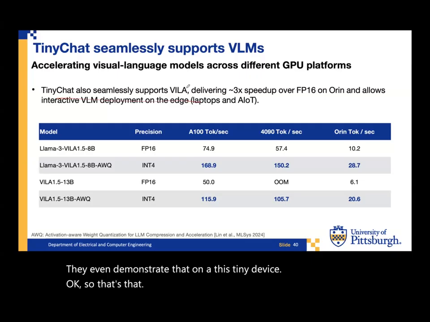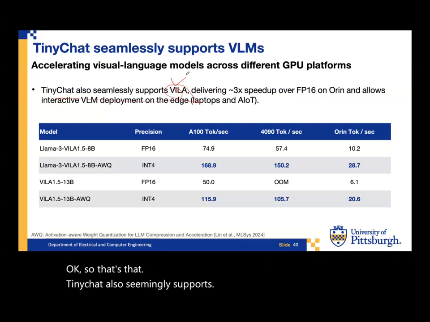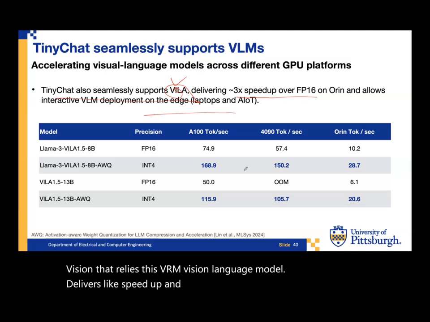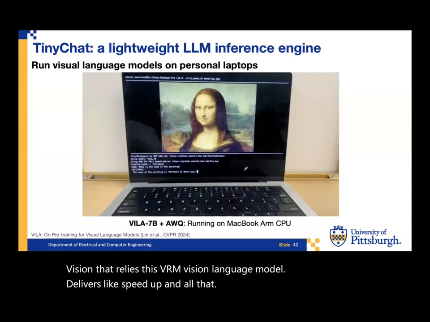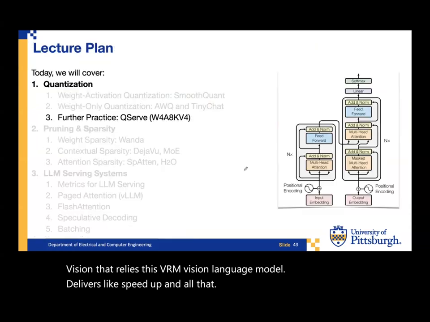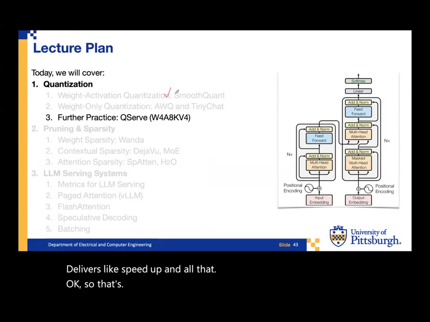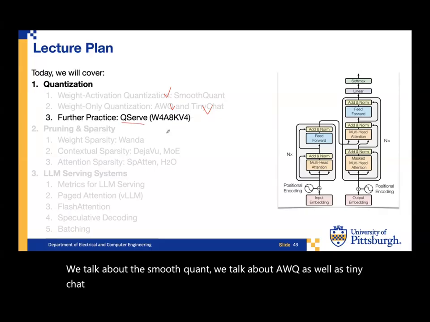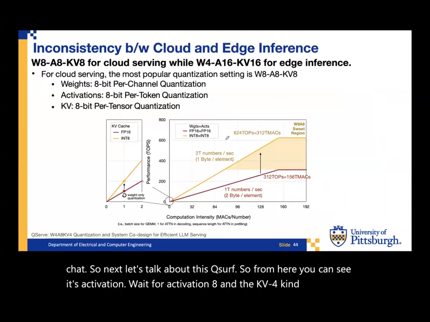TinyChat also similarly supports vision, visualizing this VLM, vision language model, and delivers speedup and all that. Okay, so we talked about SmoothQuant, we talked about AWQ as well as TinyChat. So next, let's talk about this QServe. From here you can see it's the weight 4, activation 8, and KV4 kind of setting. And let's see why is that?